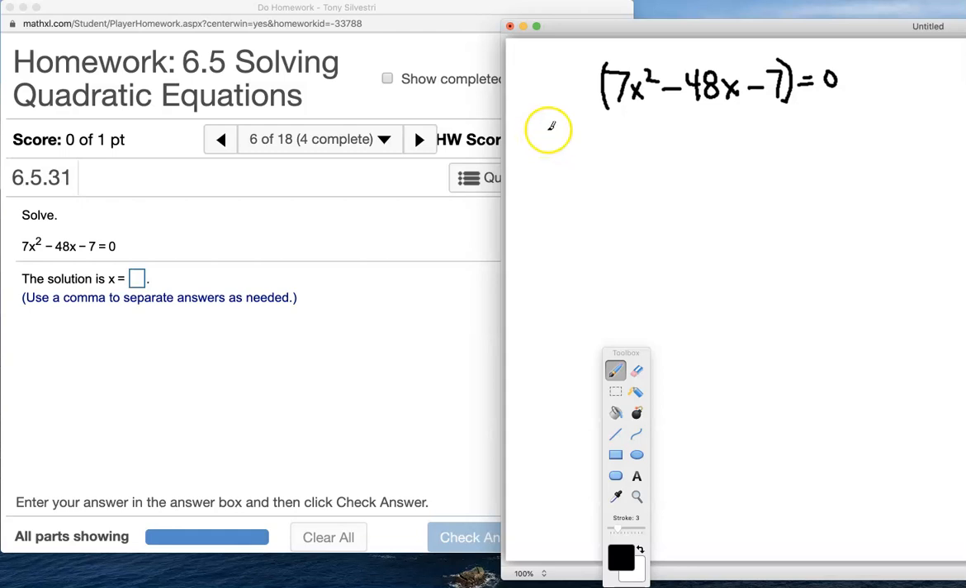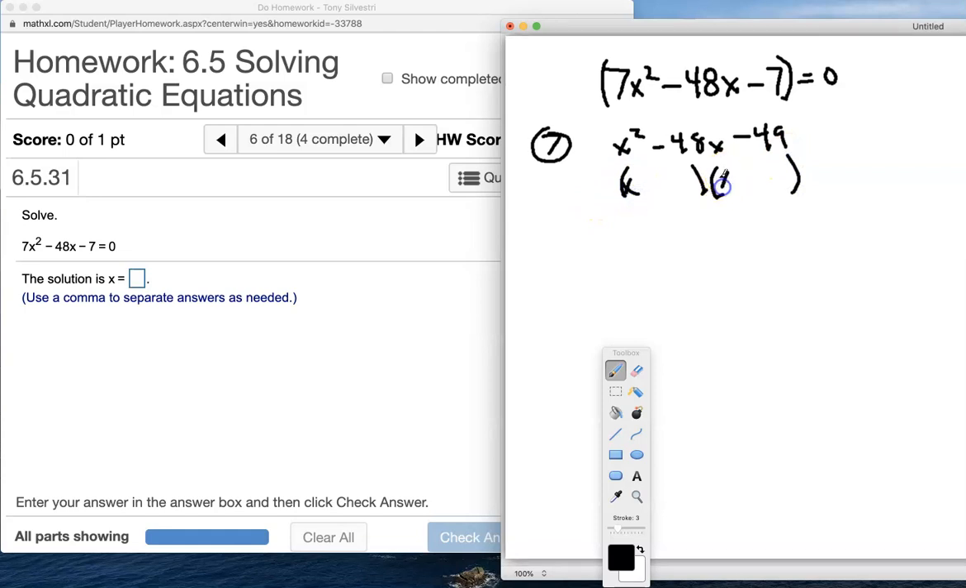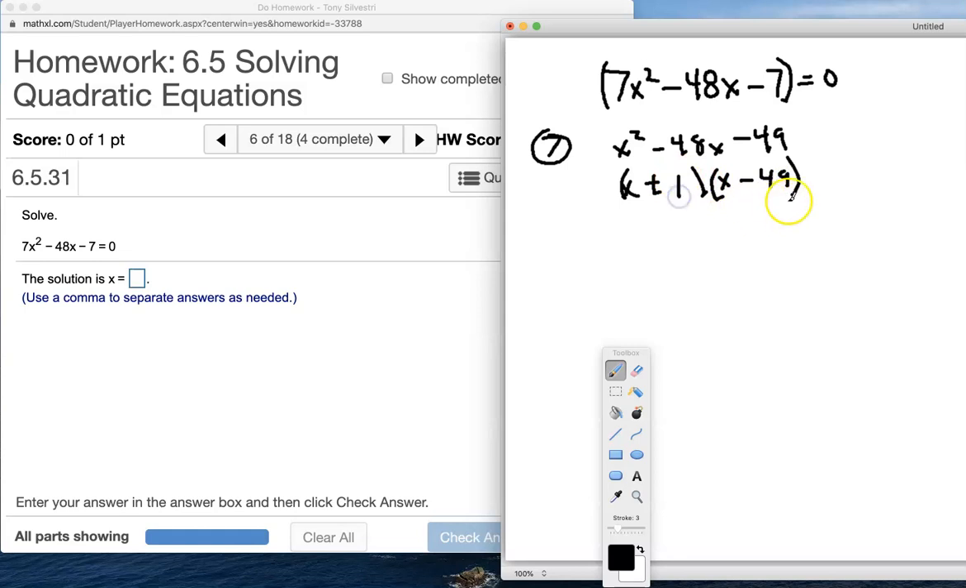The magic number technique, where I'm going to take the 7 away from the x squared, keep the minus 48x, and then what I'm going to do is take 7 times negative 7 is negative 49. Okay, now factor that. Now factor this. X, plus and minus on that negative 49. Two numbers that multiply together to give you 49, add or subtract to be 48. It looks like it's 49 and 1. Strange pair, but that's what it is, 49 and 1.